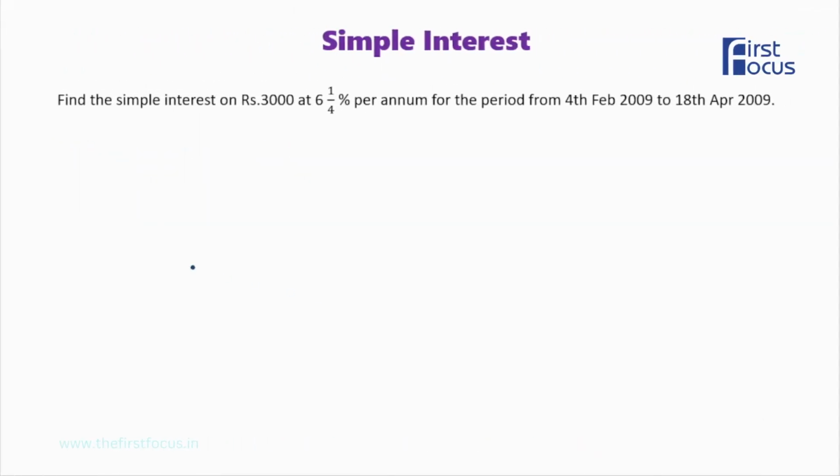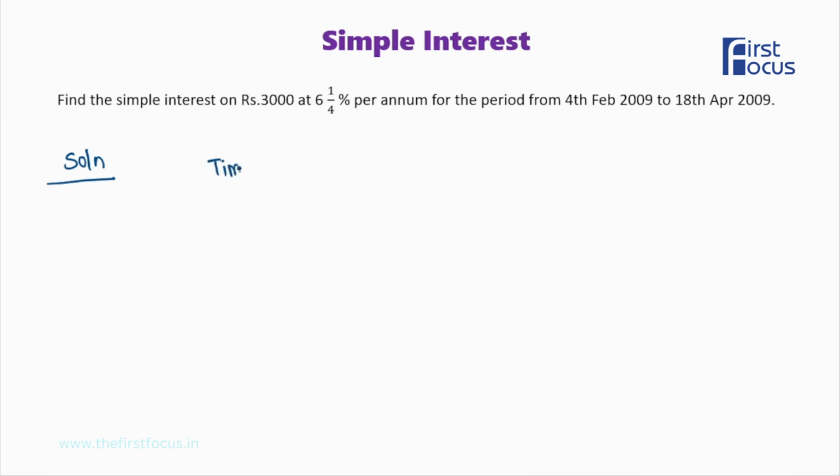Here is a second problem. Find the simple interest on rupees 3,000 at 6 1/4% per annum for the period from 4th February 2009 to 18th April 2009. Here the principal amount is given, the rate percent is given, and we have to find the time period, which is given in days, and then we have to find the simple interest.